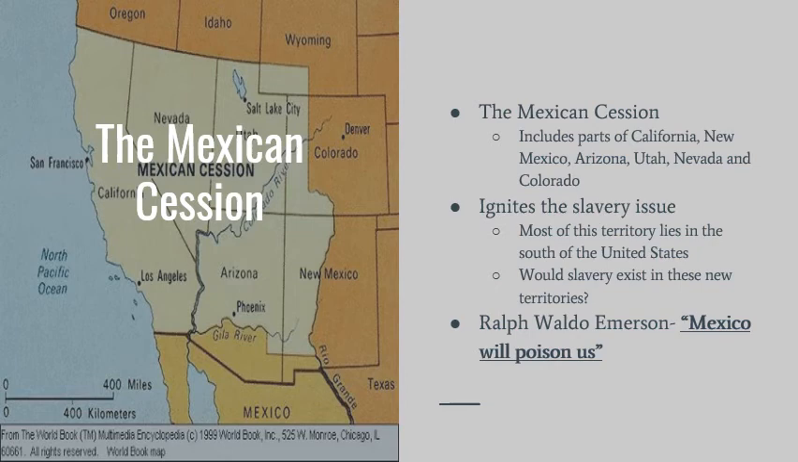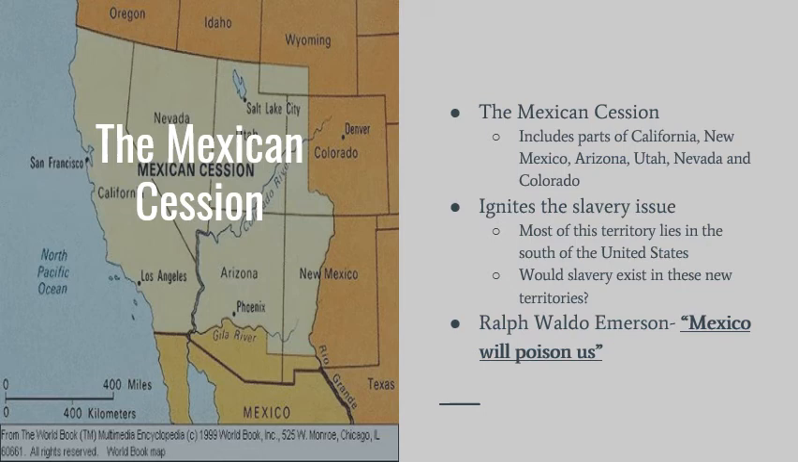Now, this territory is kind of problematic because it ignites the slavery issue. Most of this new territory lies in the south of the United States, so it meant that these states might become slave states. That means that the Mexican Cession runs the risk of upsetting the balance between free states and slave states in the United States. And if that balance is upset and one side feels like it's losing out to the other, it could possibly cause a civil war.